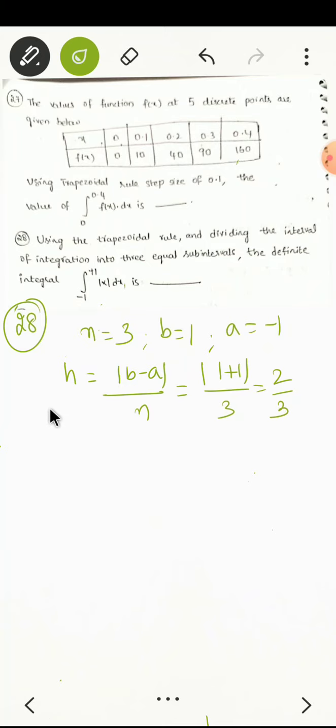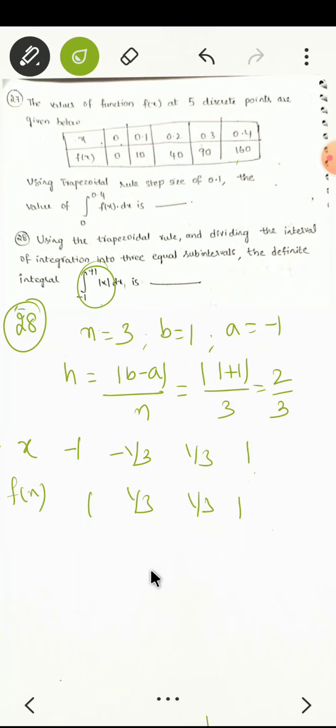Are you getting it? Yes. What is x? The x value, I have to start from -1 and reach up to 1. So -1, -1 plus 2 by 3 is -1 by 3, -1 by 3 plus 2 by 3 is 1 by 3, 1 by 3 plus 2 by 3 is 1. Then what is f of x? Only mod x, so wherever negative is there, that will convert to positive: 1, 1 by 3, 1 by 3, 1.